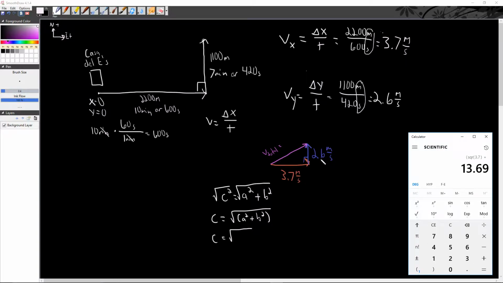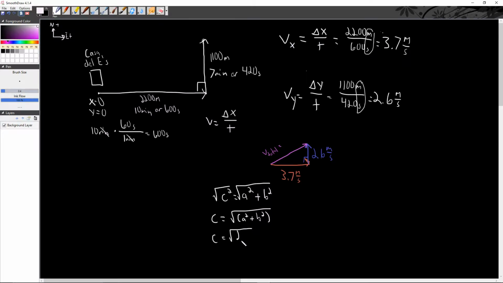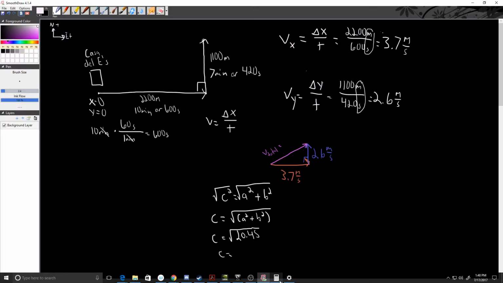Plus my b, which is 2.6. Once again, we need to square that. Now, according to this, I still need one more closing parenthesis. Hit that. It equals, so it looks like that. I'm going to take the square root of 20.45. I'm not going to round quite yet. I'm going to round at the end here. So when I take the square root of that, let's see if I can figure that out here.